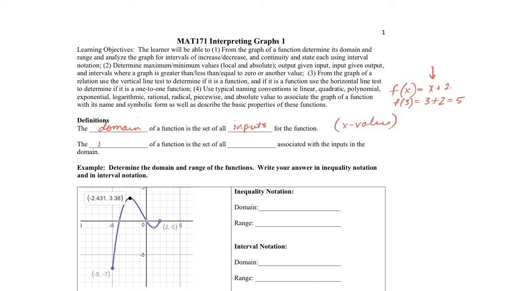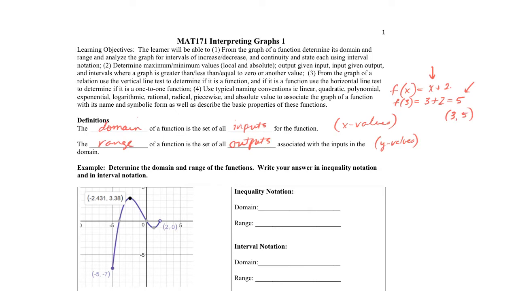Okay, so that's the next part of my definition. The range of a function is the set of all the outputs associated with the inputs in the domain. So for all of those inputs, those x values, I'll have outputs. Those, of course, are my y values. For my example here, my input for x was 3, my output for y was 5. And so that would give me the point for this function of (3, 5), with 3 as my x and 5 as my y value, so my input and my output.